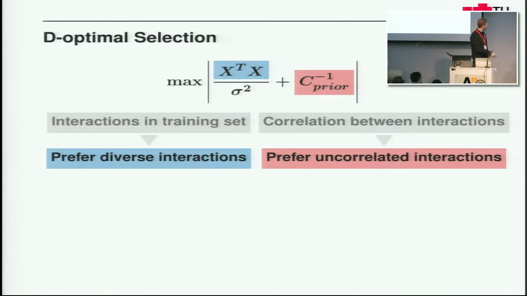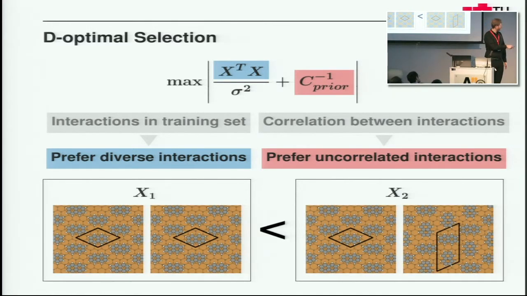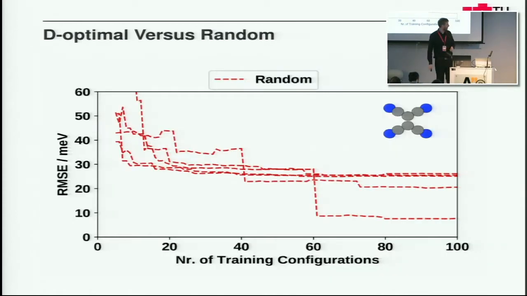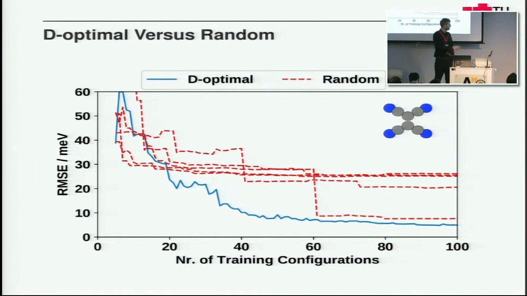And indeed, if we evaluate the D-optimal selection criterion for our training sets, the second one is much better. And the impact becomes even more obvious if we look now at our example of TCNQ on copper 111, where we get a significantly better training curve than the random samples.